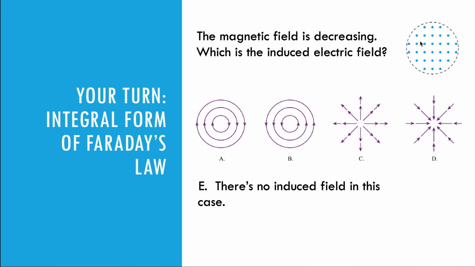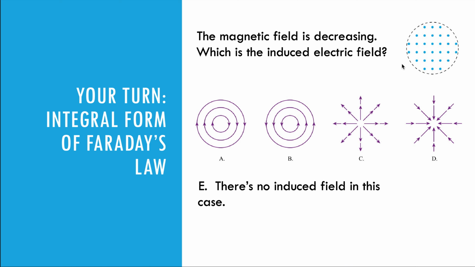So here we have a magnetic field and we're told that it's decreasing within this area here. What is the induced electric field in this area here? If you want to, take a shot at it, definitely pause the video. But let's talk through this.